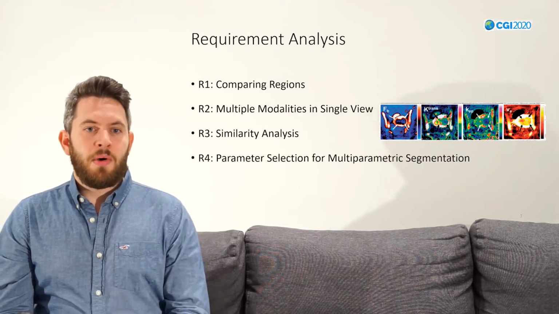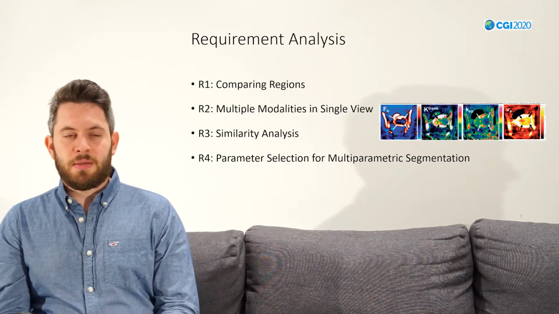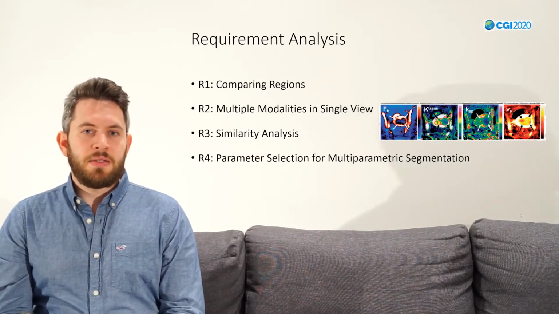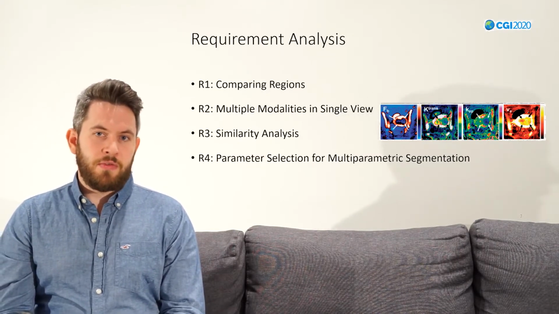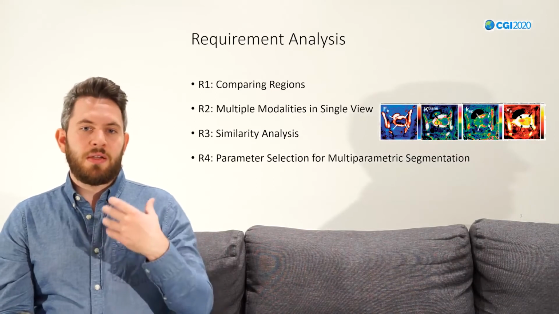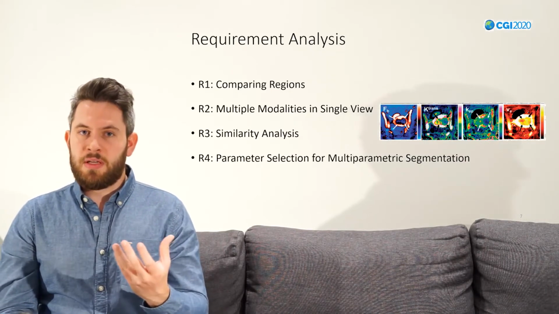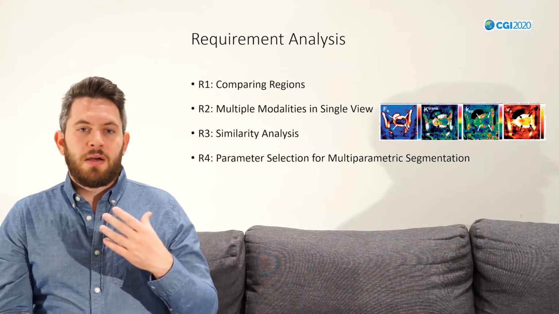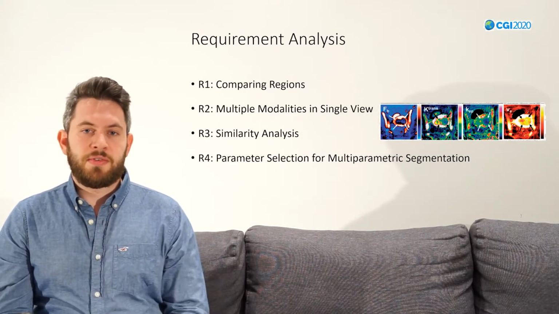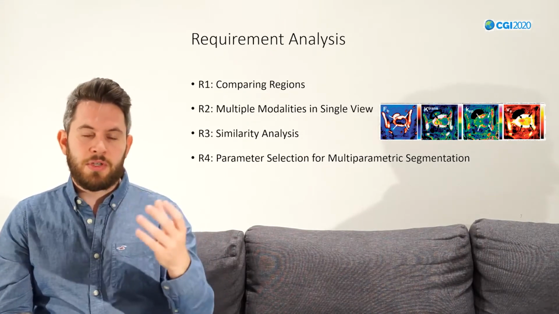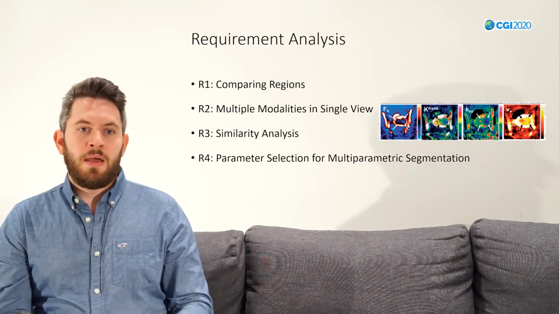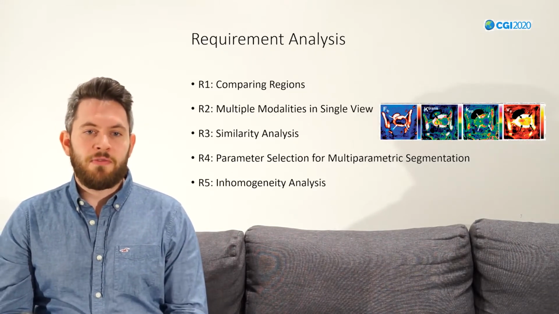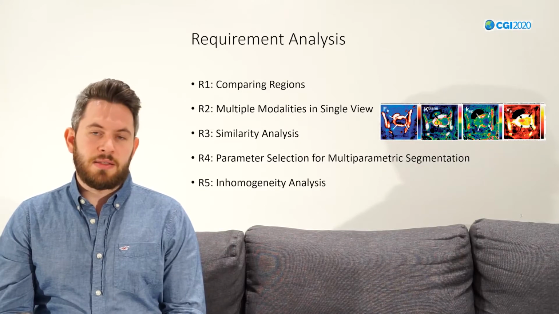Requirement 4, parameter selection for multiparametric segmentation. So this is primarily a requirement of the machine learning experts because they would like to use multiparametric segmentation, and therefore they would like to know which parameters are most important to differentiate the tumor from the region outside of the tumor. And in the end we have requirement 5, an inhomogeneity analysis.